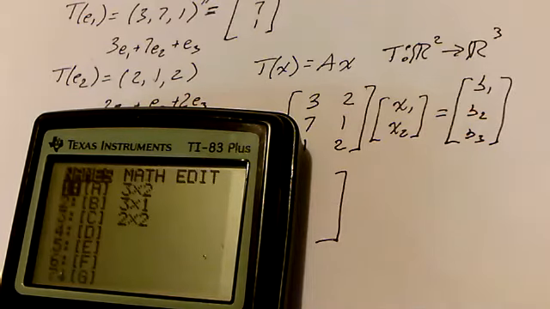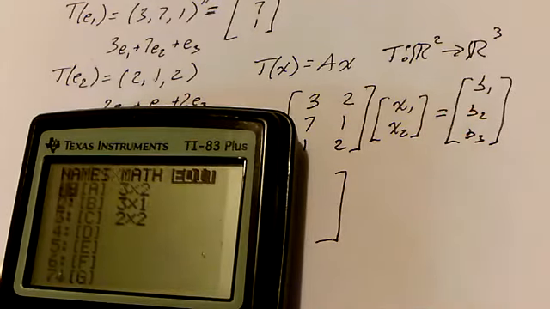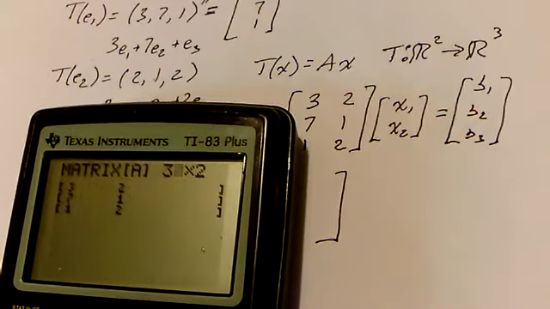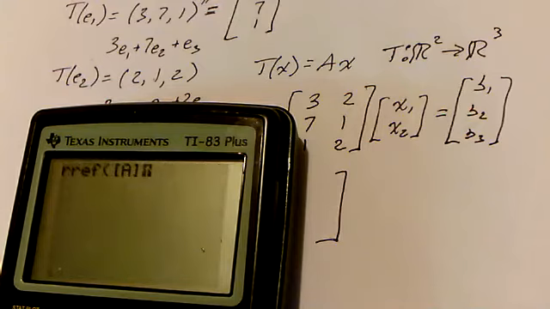Newer models may take care of this bug, but just so you're aware. So what we can do is I can just go in here and make it square. Go ahead and make it 3 by 3. If you have more rows than columns, it won't do an RREF. We just know that it's really 3 by 2 is what we're looking at.